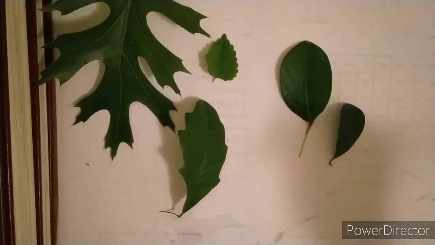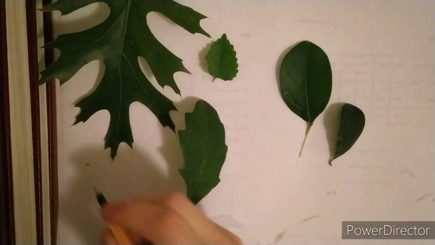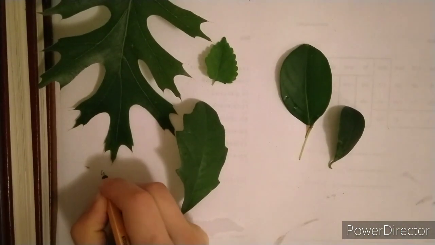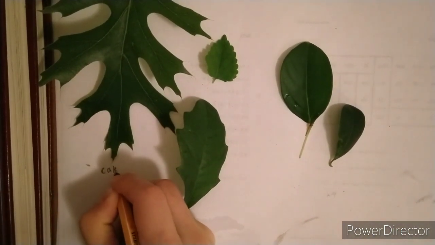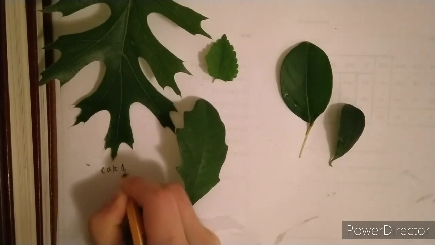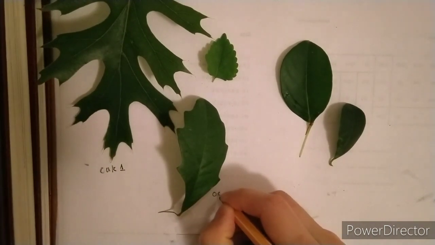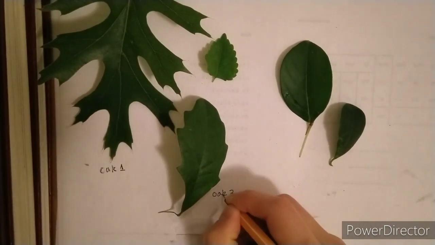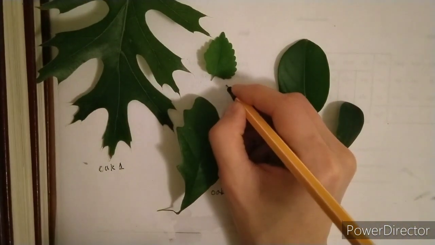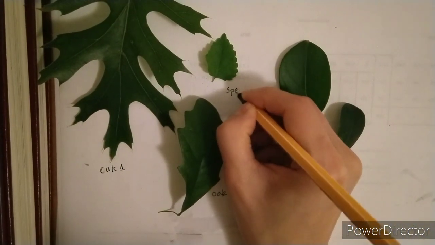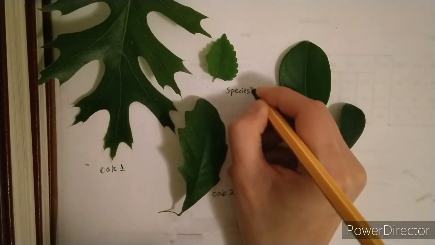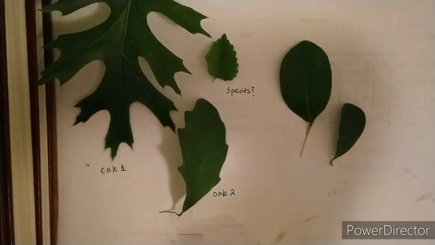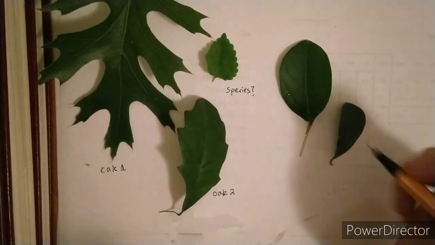I don't even know all the species of these trees, but I'm going to quickly identify them so you know what's going on. All I know is that all of these guys are some type of oak. So I'm going to call this oak 1. This one was oak 2. He's a lot skinnier. And this guy is species unknown. Just found him growing in a piece of dirt.